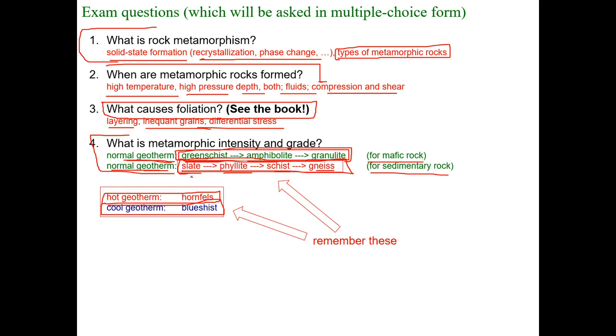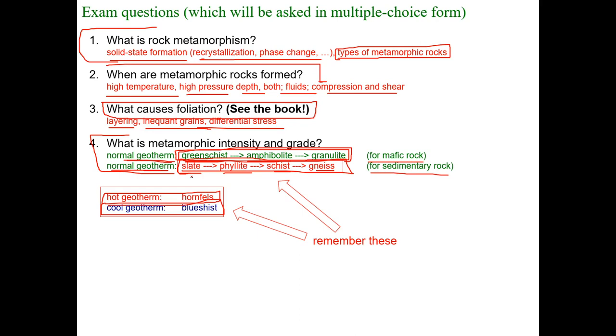You should be able to tell me what kind of rock is formed by contact metamorphism. That would be a hornfels. You should know which is the higher grade metamorphic rock, a gneiss or a slate. A gneiss is a higher grade type of metamorphism than a slate. So things like that, that's kind of what I'm looking for.